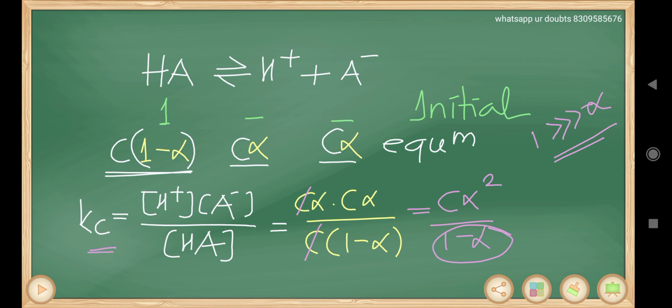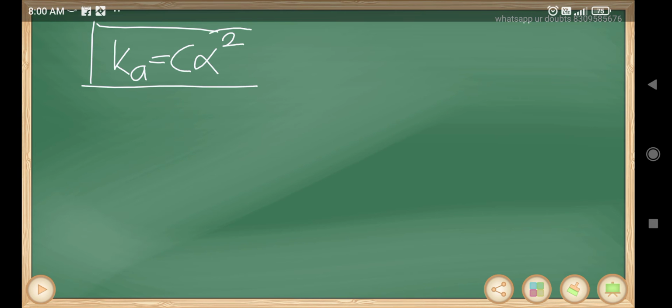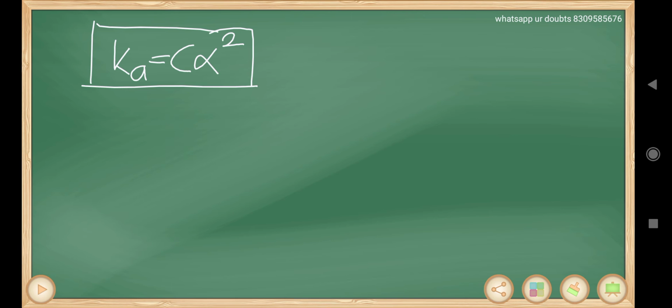HA gives us H plus and A minus. You can check here. Initially I have taken 1 here, and no concentrations are there in the initial stage. It becomes 1 minus alpha, then alpha and alpha. If concentration is C, you are just multiplying with C: C into 1 minus alpha, C alpha and C alpha at equilibrium. The equilibrium constant we are writing equals C alpha square. In place of Kc, now I am writing Ka. Ka is the acid dissociation constant, that is equal to C alpha square.